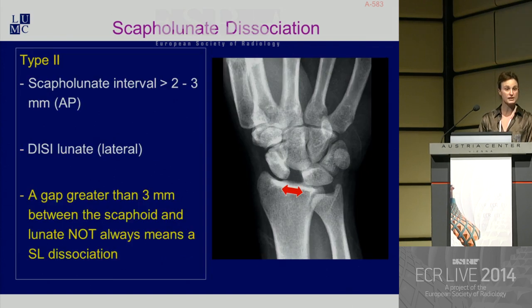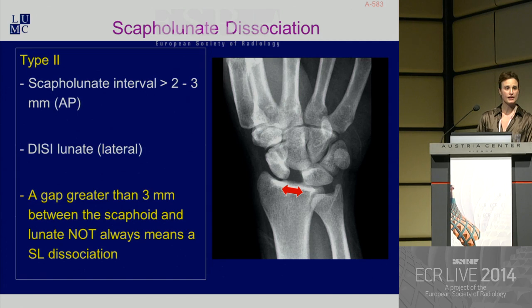The type 2 is easy to see because we make an X-ray, the patient has the perfect clinical picture with the pain, the Watson test is positive, and we make the X-ray, and on the AP view, we see that the space between the lunatum and the scaphoid is bigger than normal, it's more than 3 millimeters. We also make the X-ray, the lateral view, and you can see a DISI stand of the lunatum, so in this case, I think all is fitting in our diagnosis.